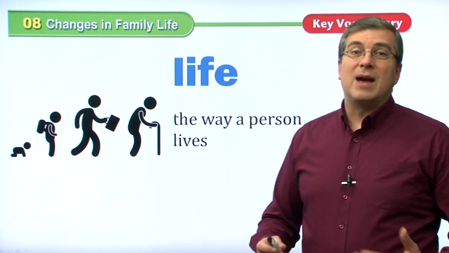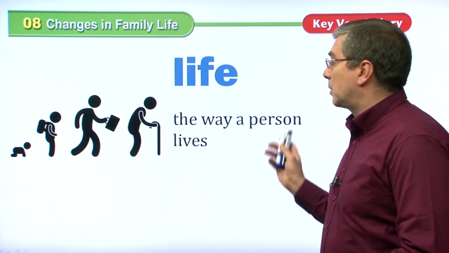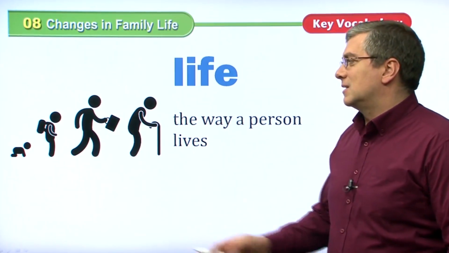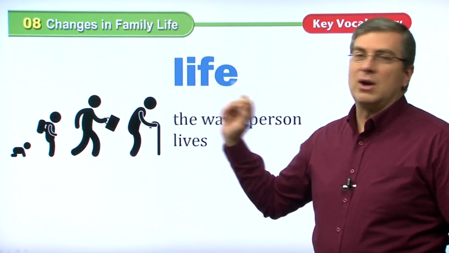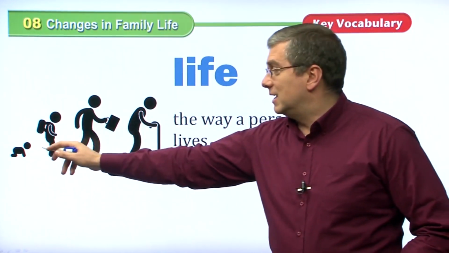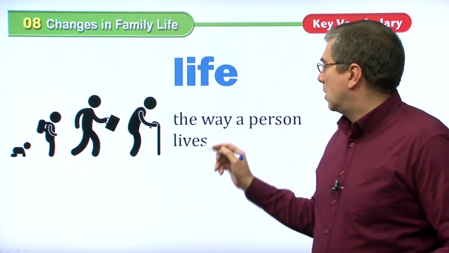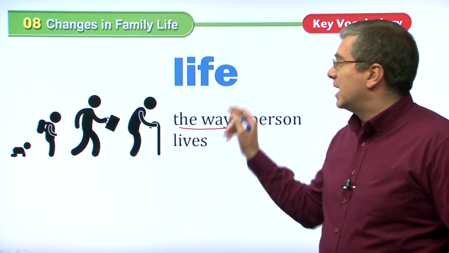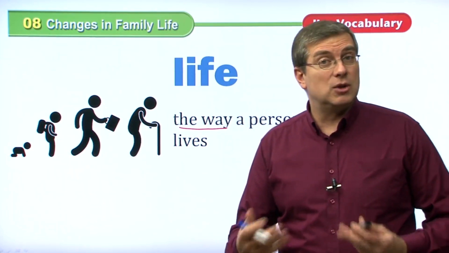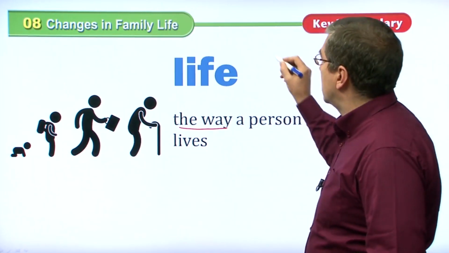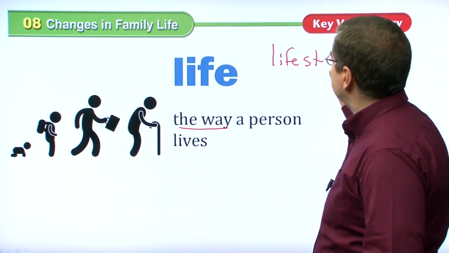First of all, we say family life, right? What is life? Of course, life is the way a person lives. This is a little bit of a different picture, from a baby to a very old person, right? This is the life of a person. But life also means how or the way a person lives. And when we talk about the way in which a person lives, we can also use another word very similar that's called lifestyle.